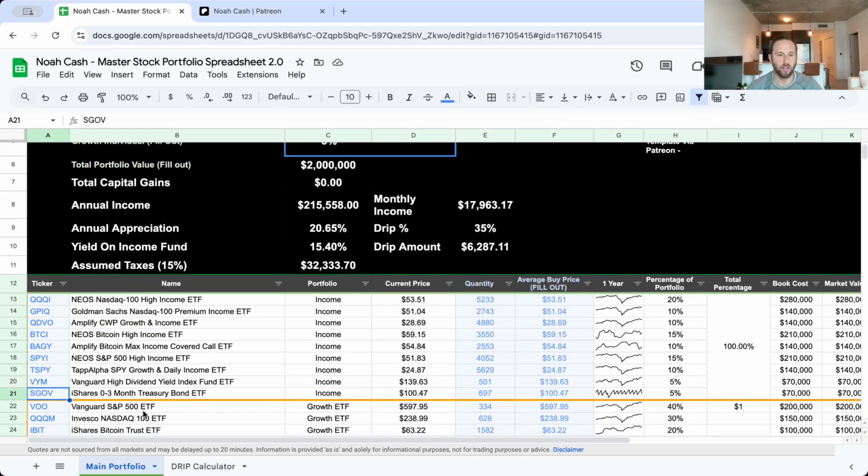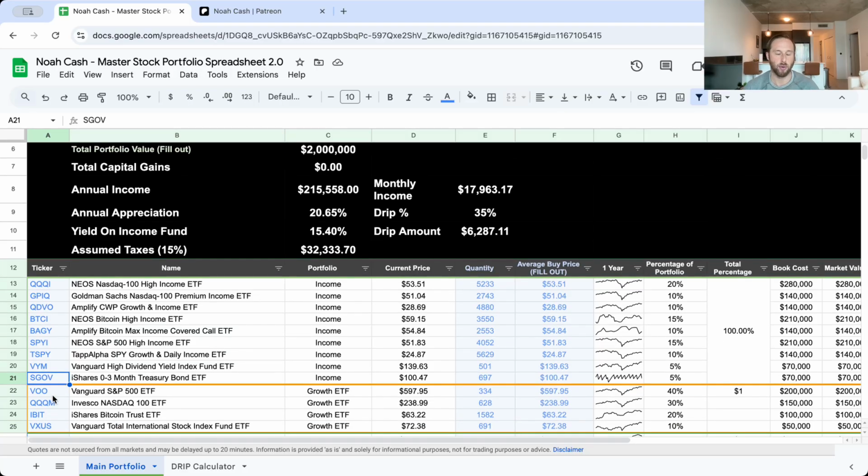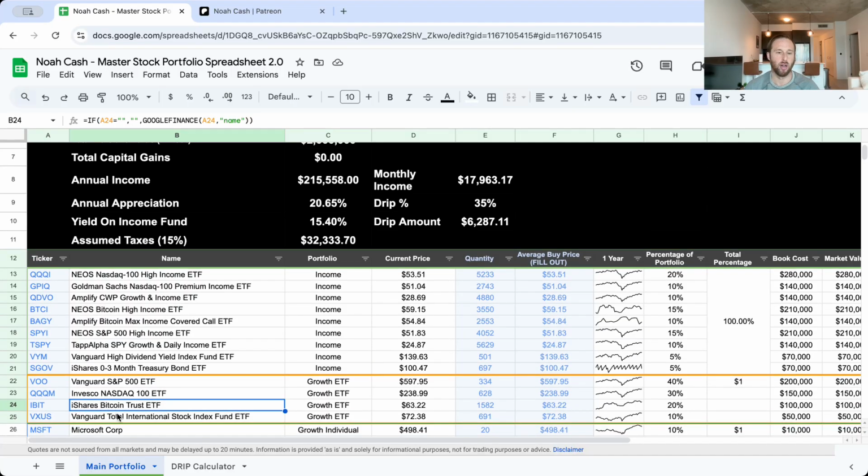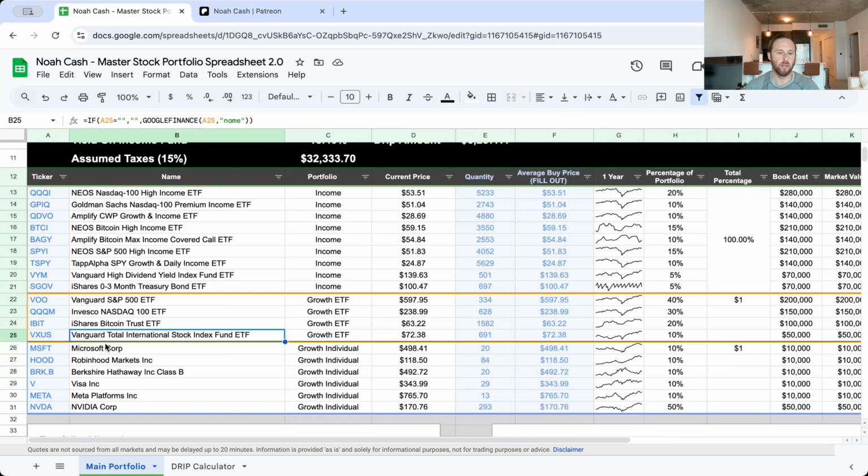In terms of growth, this is your discretion, but just to be basic with it, we're going to buy the market with the S&P 500. We're going to buy the NASDAQ. We're going to have a Bitcoin allocation, and we're going to have an international allocation. And then in terms of individual stocks, choose it as you please. This is your portfolio. You can define how you want to align this portfolio.